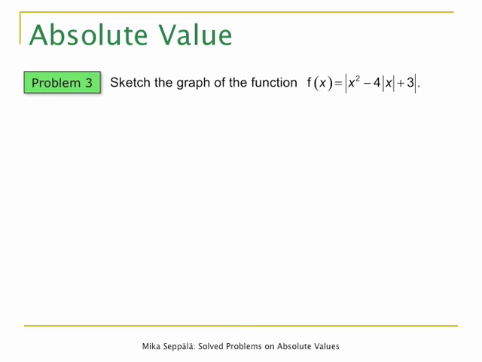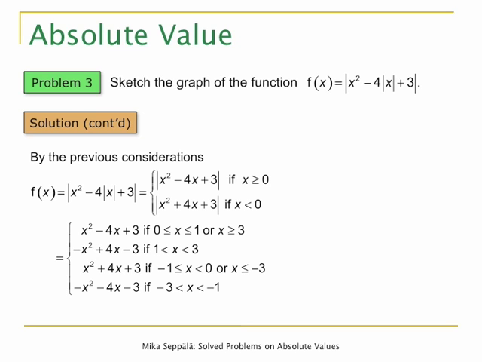The problem was to sketch the graph of the function f of x equals the absolute value of the expression x squared minus 4 times the absolute value of x plus 3. On the previous slide, we have observed first that x squared minus 4 times the absolute value of x plus 3 is x squared minus 4 times x plus 3 if x is greater or equal to 0, and x squared plus 4 times x plus 3 if x is less than 0. Then we found out that x squared minus 4 times x plus 3 is negative if x is between 1 and 3.